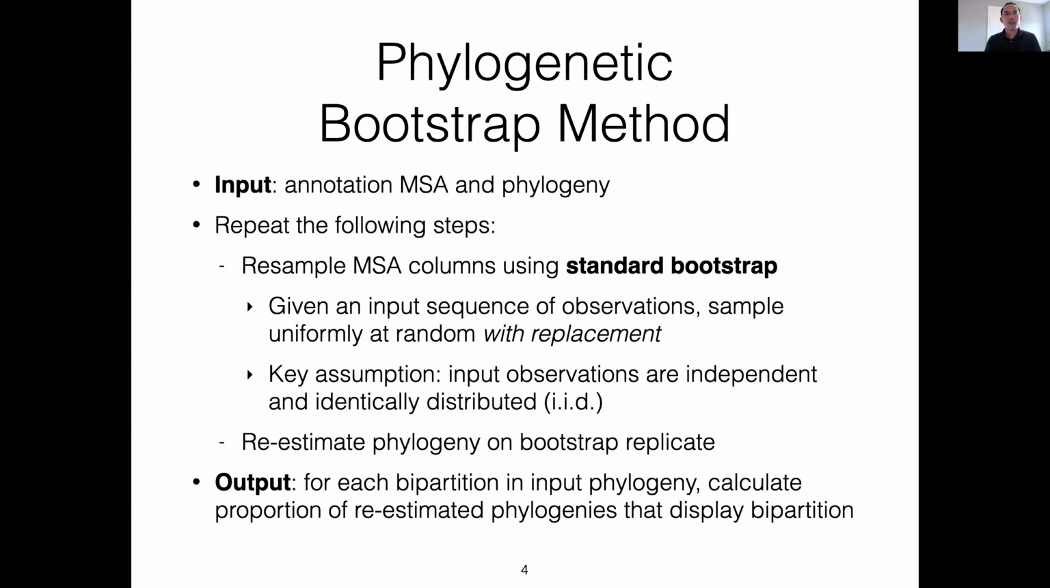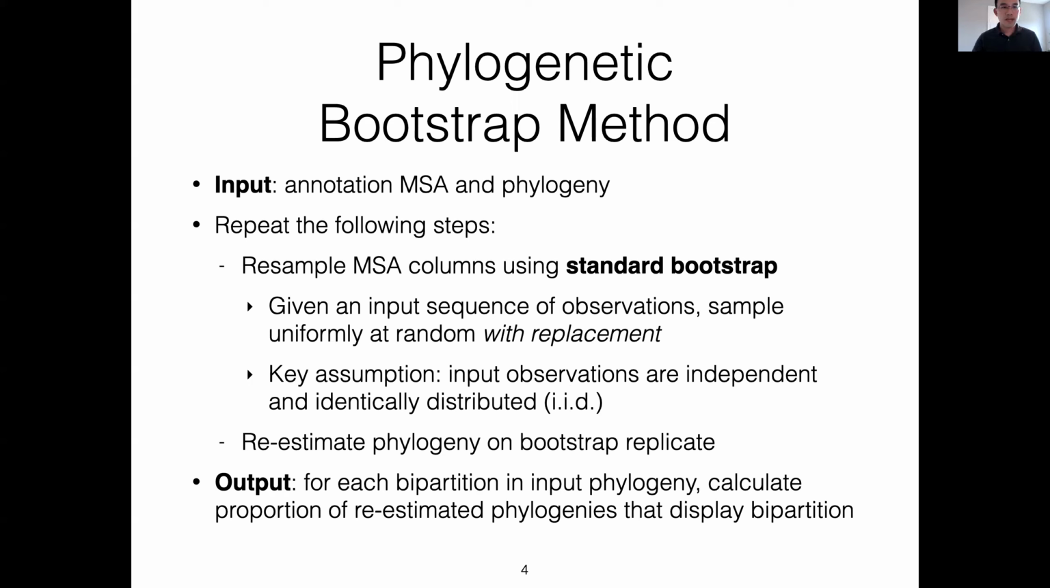In brief, the way the phylogenetic bootstrap method works is as follows. From your input, which consists of an annotation, multiple sequence alignment, and phylogeny, you resample the columns of your input MSA using the standard bootstrap method, which is simply to take your columns and uniformly at random resample them with replacement. This requires a key assumption, that your input columns are independent and identically distributed.